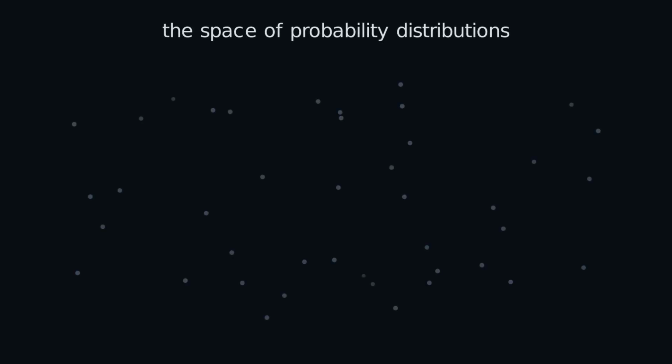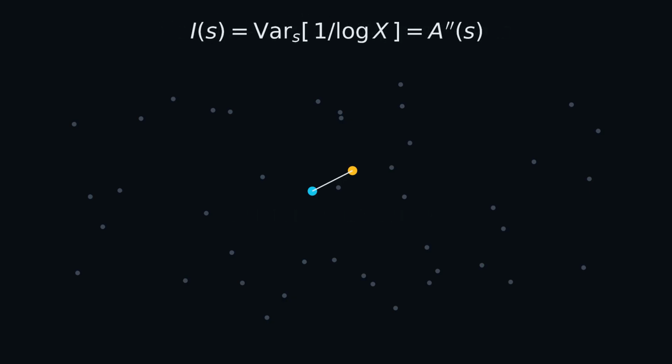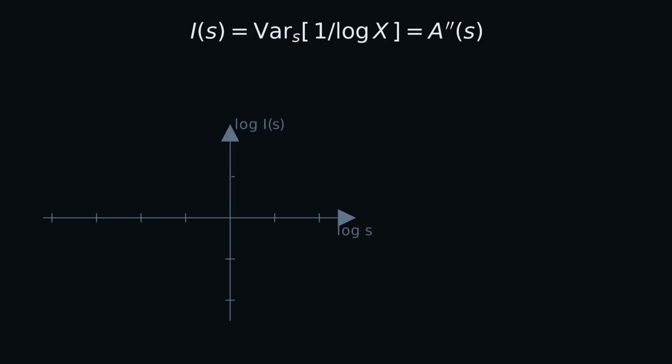Here is where geometry enters. Picture every probability distribution as a point, and call 2 points close when their distributions are hard to tell apart from data. The natural ruler is Fisher information. It measures how fast the density changes when you wiggle the parameter. For an exponential family, it is simply the variance of the sufficient statistic. Here, the variance of 1 over log x.